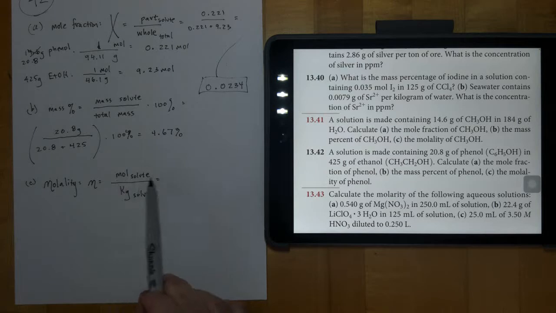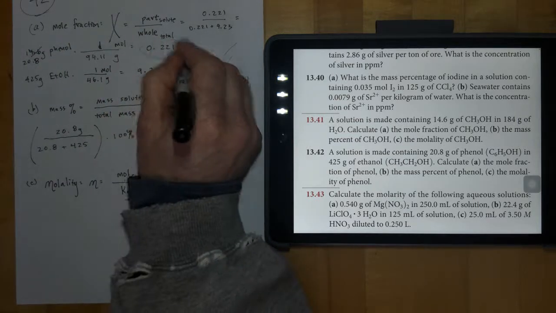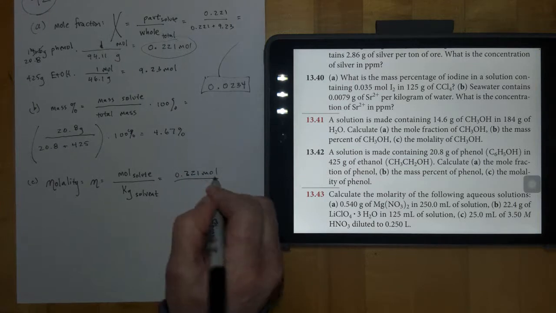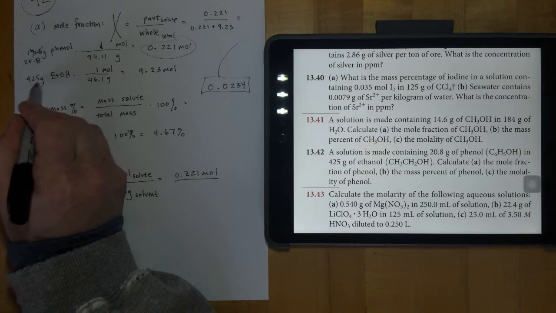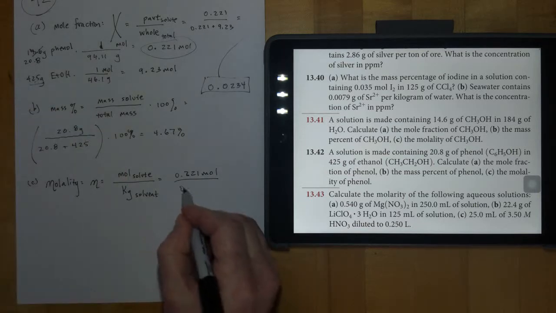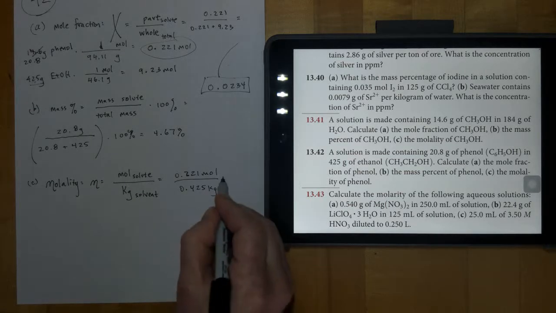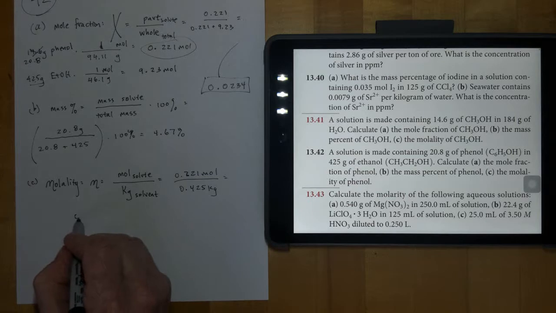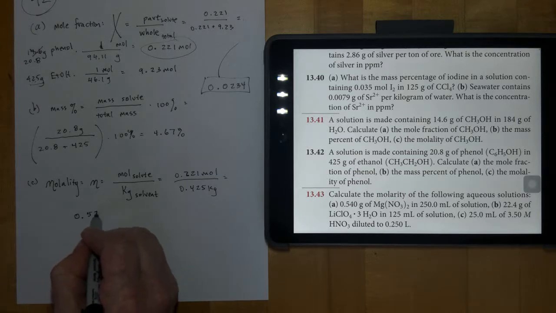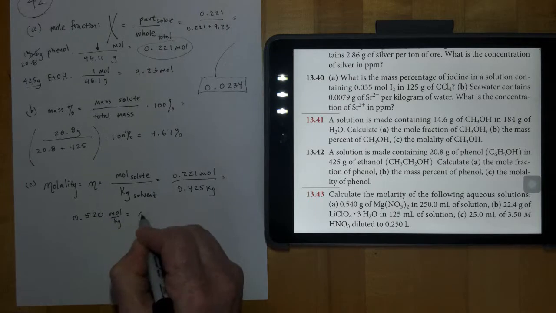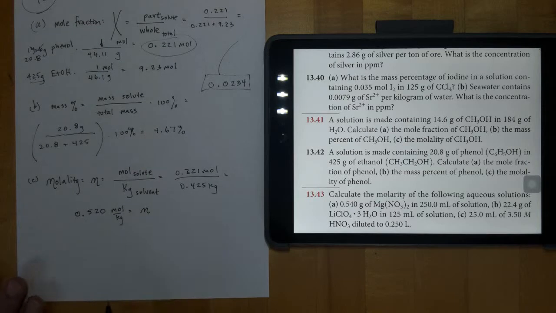And then lastly, molality. Molality, remember, is equal to the moles of the solute divided by the kilograms of the solvent. And so our moles, we have what we calculated right up here, 0.221 moles. Divided by the kilograms, we have 425 grams, so 1, 2, 3 to the left is 0.425 kilograms just of the solvent now. And then when you divide those two, we end up using correct significant figures, 0.520 moles per kilogram, or the fancy way to write that is molal, a little script m like that.